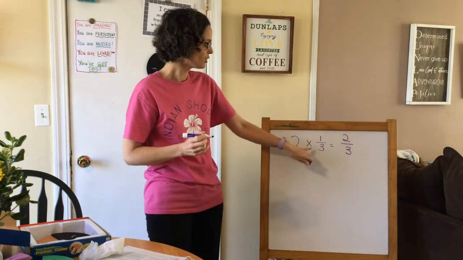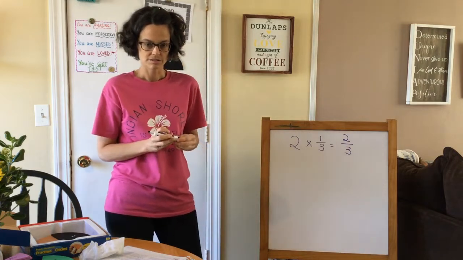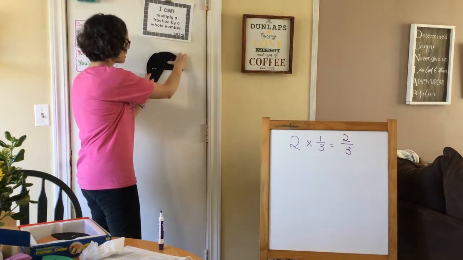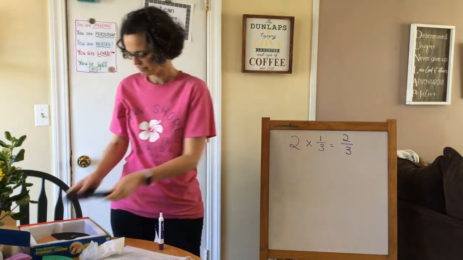So 2 groups of 1/3 equals 2/3. All right, let's try another one. I want to see if you can figure out a pattern if we do a few more. So be watching for the pattern that you're going to see up here, okay?